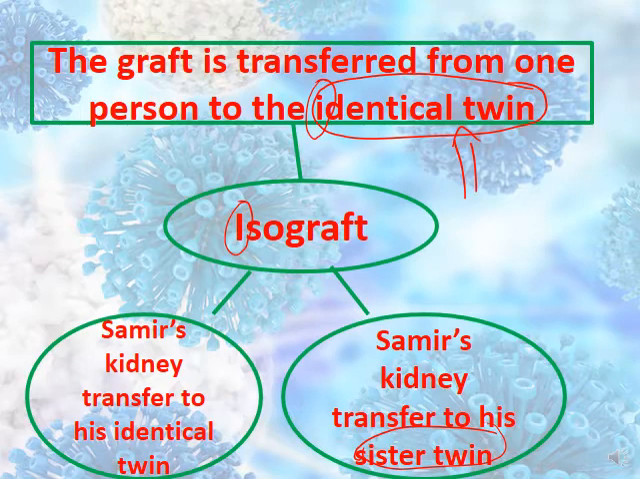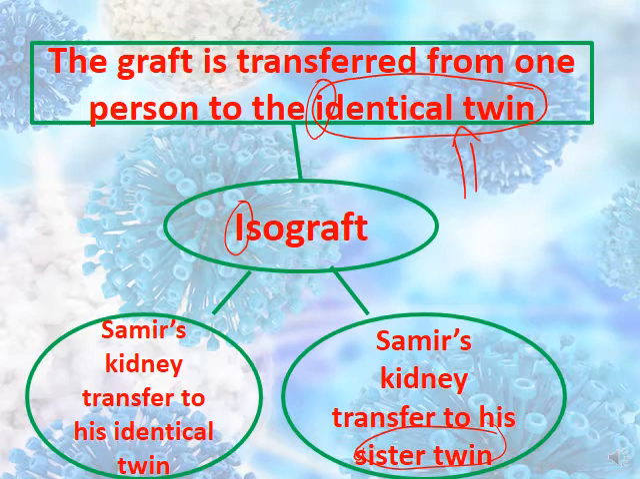So till now, we have two different types of graft. The first graft is called autograft. The graft is transferred from one side of the body to another side in the same body. And we have the second type, isograft, the graft that is transferred from one person to the identical twin. That's why I, identical; I, iso. So you can easily detect this.